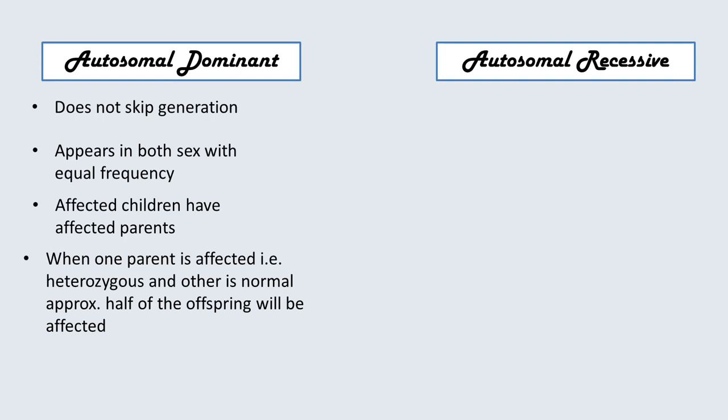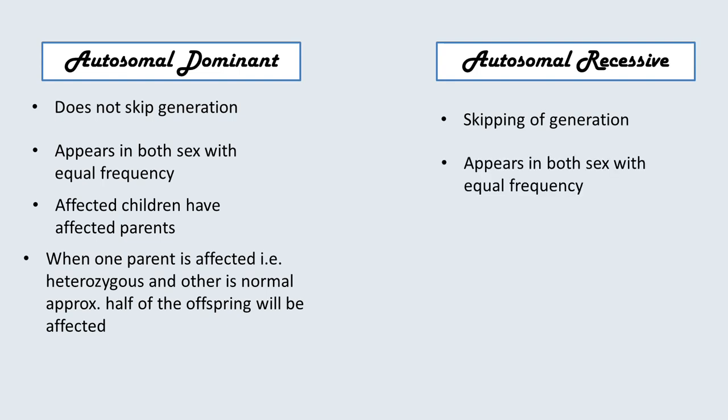The first point of autosomal recessive is that there's a skipping of generation, which means that when a parent is affected or not affected, that is, they don't show the trait, however, the grandchildren will show the trait. And the trait again appears in both sexes with equal frequency. Affected children are generally born to unaffected parents. This is another important trait that we have to remember.